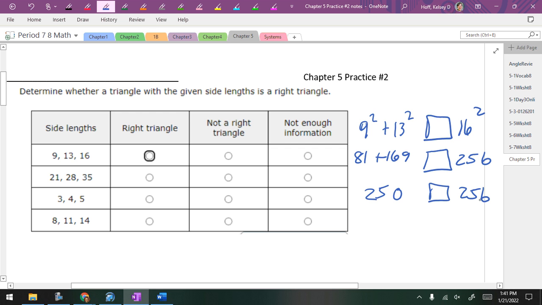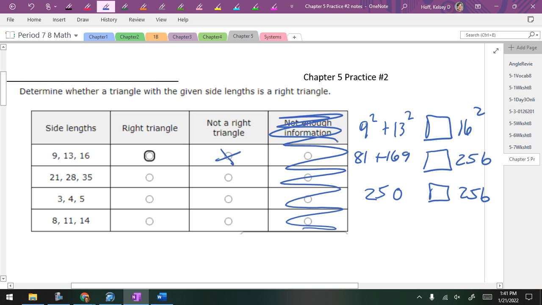Help me out here. Did I do that correctly? 250 and 256? Yeah. Okay. So is this a right triangle? Not a right triangle. I'm going to give you a hint. Never choose not enough information. They're trying to fool you on that. You have enough information. You have the three sides of a triangle.